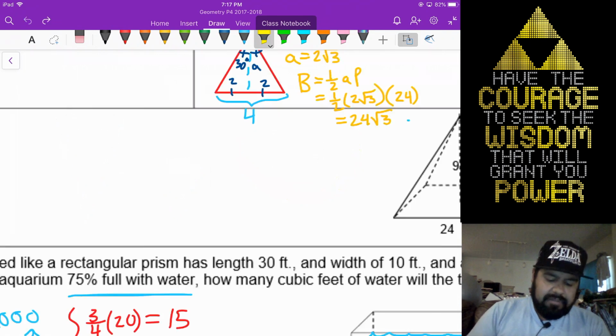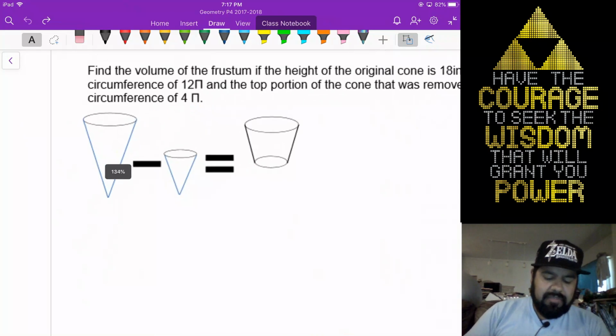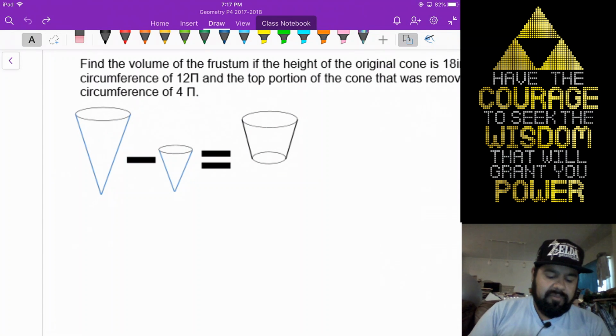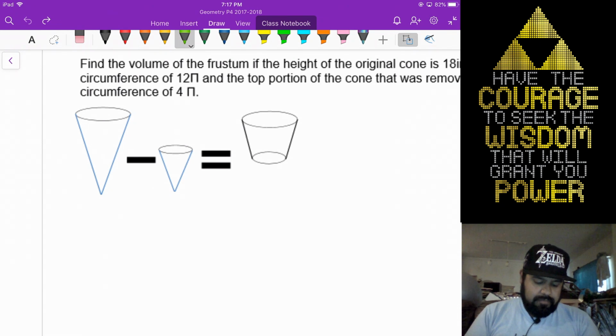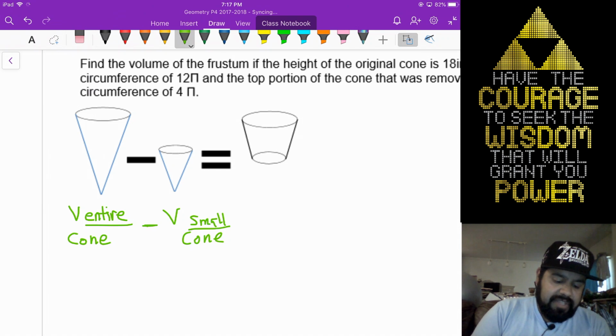Now, I gave you a little hint here by stating how we're going to find the volume of said frustrum. We're going to find the volume of the entire cone. And then we're going to subtract from it the volume of the small cone. So we're going to go ahead and set those up for us.